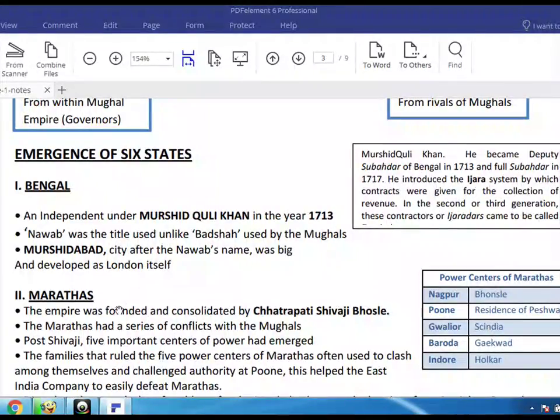Two, Marathas. The empire was founded and consolidated by Chhatrapati Shivaji Bhonsle. The Marathas had a series of conflicts with the Mughals post-Shivaji. Five important centers of power had emerged. The families that ruled the five power centers of the Marathas often clashed among themselves and challenged authority at Pune. This helped the East India Company to easily defeat the Marathas.